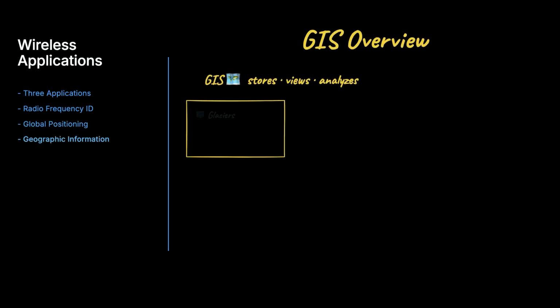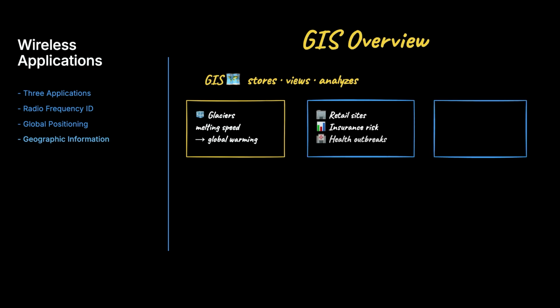The Geographic Information System, or GIS, stores, views, and analyzes geographic data, building rich maps and charts. A classic textbook example is monitoring global warming by measuring how fast glaciers melt. Businesses use it for retail site selection, for insurance risk modeling, and for mapping public health outbreaks. It reveals patterns that numbers alone never show.